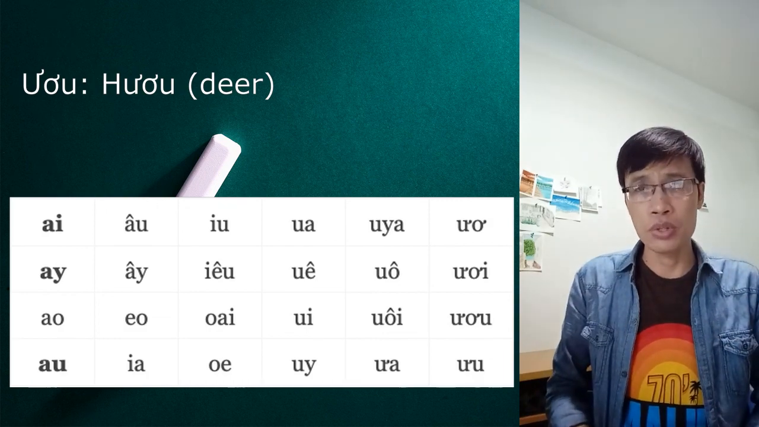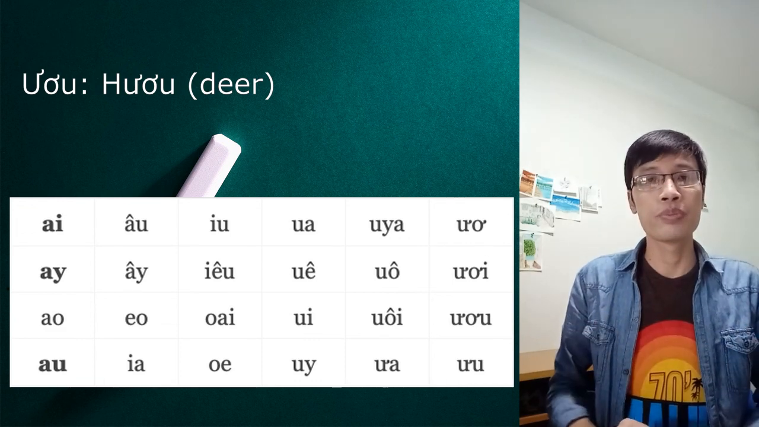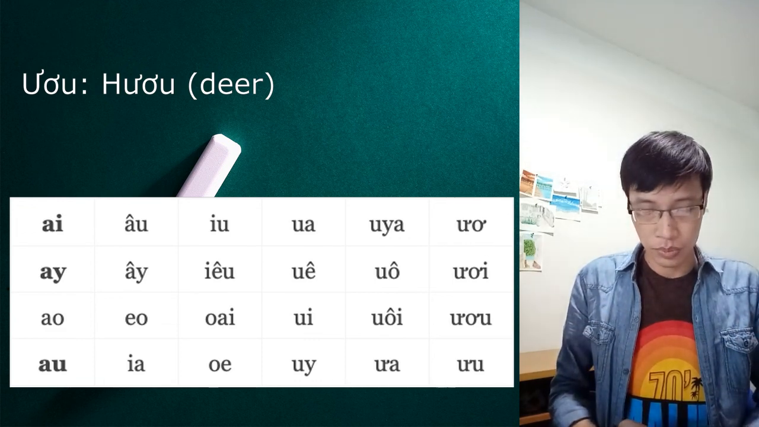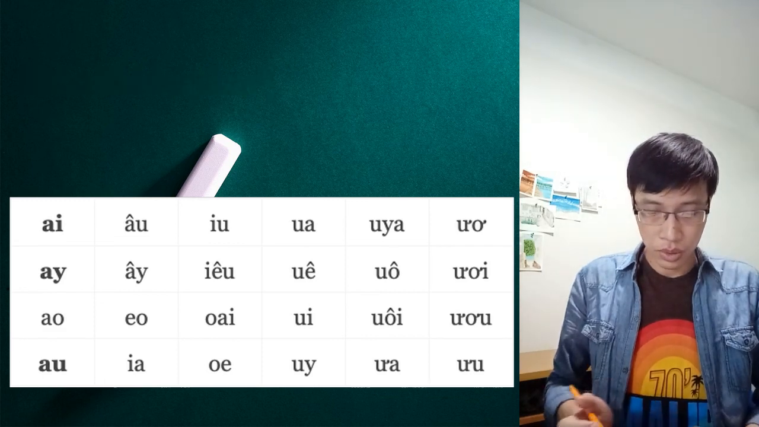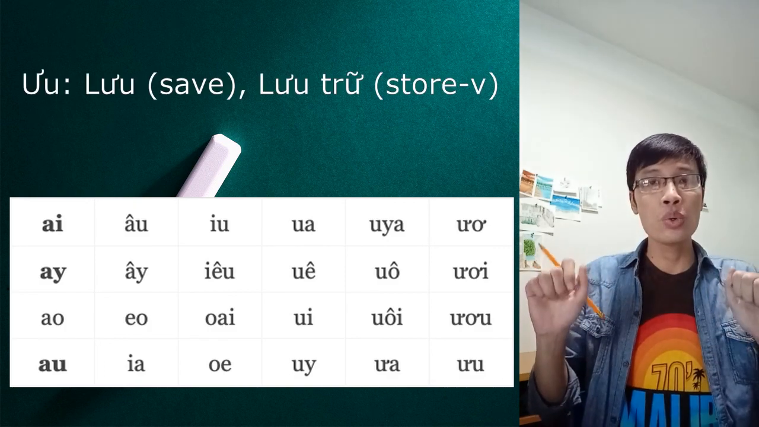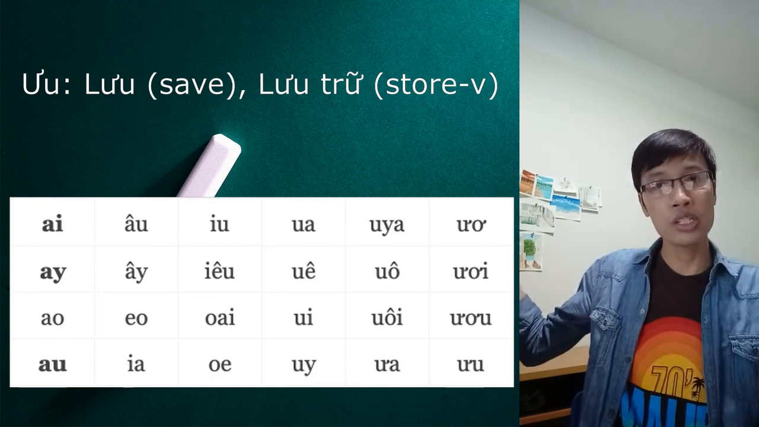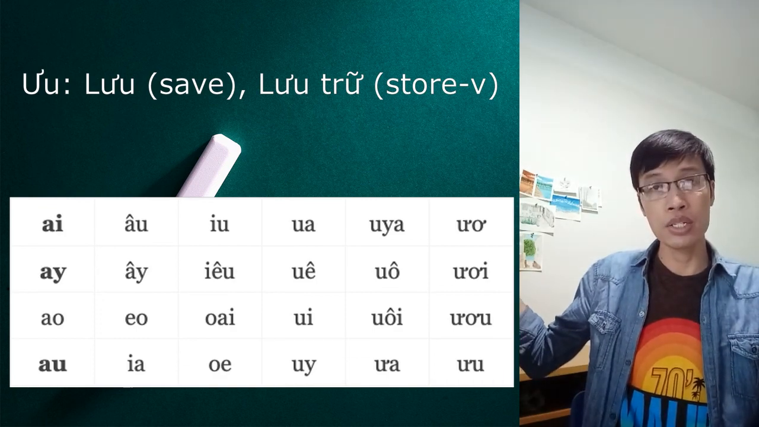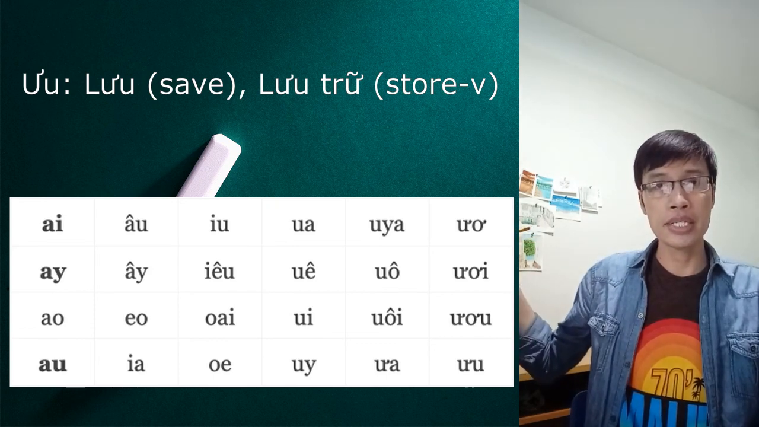Also, we have ưu. It's very difficult to pronounce, so be careful. Ưu. For example, lưu trữ, it means store, a verb, you know. And also we have lưu, save, a verb.